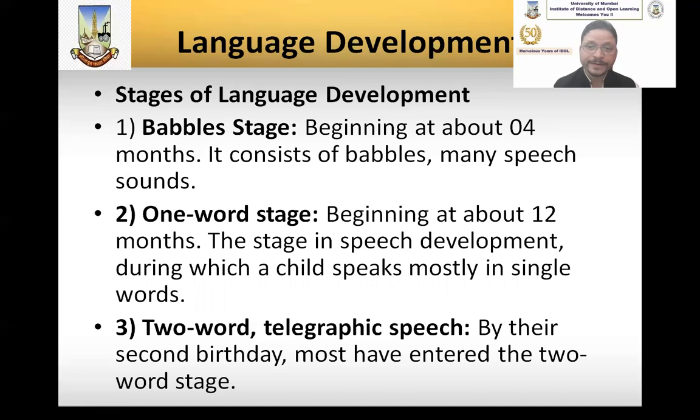Then comes the one-word stage, beginning at about 12 months, the stage in speech development during which a child speaks mostly in single words: baba, mama, papa, aji, give, take, I. So they learn single words at about 12 months.